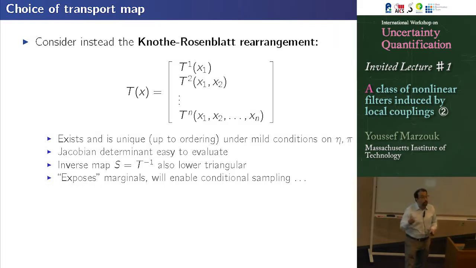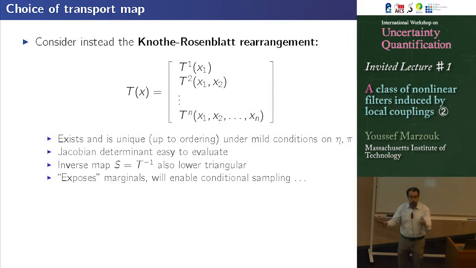So the Jacobian of this is a lower triangular matrix. The determinant of that is easy to evaluate. It also exposes marginals in an interesting way, and it's going to enable conditional sampling in a useful way. So we're going to use maps like this to represent non-Gaussian Markov random fields. In other words, we're going to presume that we have a reference distribution that's Gaussian. I have this nonlinear transformation of that reference distribution, and it's going to give me some non-Gaussian distribution that I can then do things with, draw samples from, extract conditionals from, and so on and so forth.